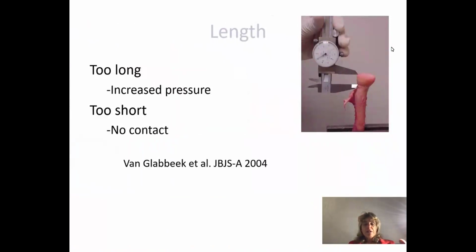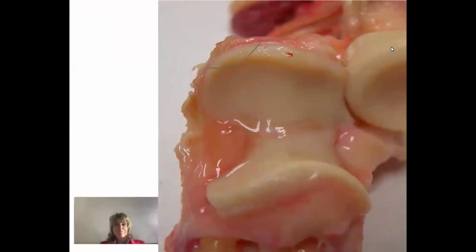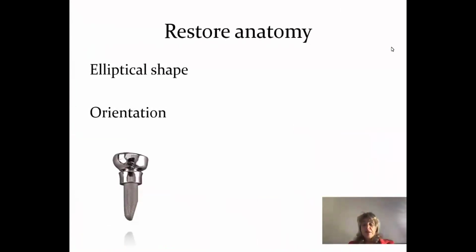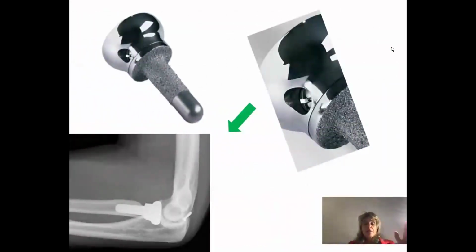So if it's too short, it doesn't contribute to stability. If it's too long, you've got increased pressure with accelerated osteoarthritis of the ulnar part. So you have to align the length of your prosthesis in relation to the height of the lesser sigmoid notch. This is essential. Realize if you use an implant which is elliptical in shape, that the right orientation is important. And if you use an implant which uses screws for fixation, do a proper tightening of the screws, because it might back out easily and then you can have dissociation of your implant.